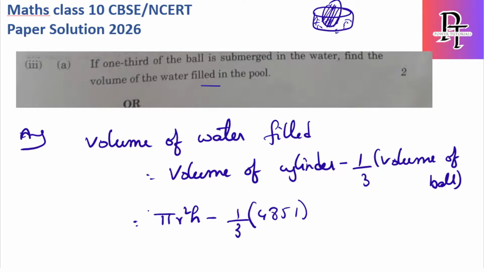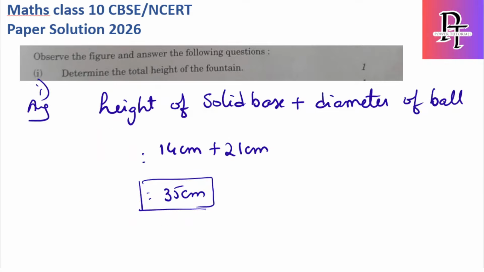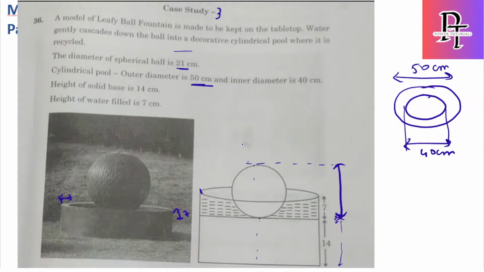Okay, so pi r square h, r of the cylinder. Where is the question? R of the cylinder means I need to think about the inner part because the water is present inside, not from the outside. The thickness doesn't matter here. Okay, so volume of inner cylinder, inner diameter is 40 centimeters.